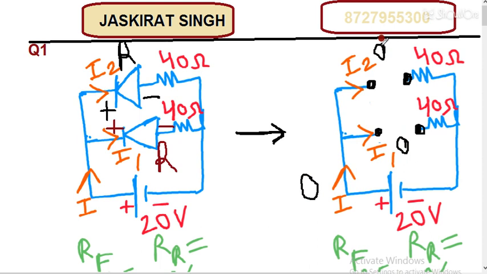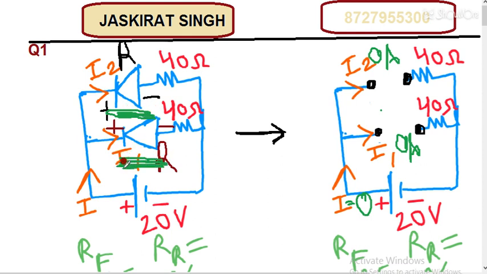So the values of current I, I1 and I2 for the first question, please note down. For the first question, the value of I is 0 ampere. I1 will also be 0 ampere, and the value of I2 will also be 0 ampere. I hope the first question is clear. Why is this circuit open? Because this diode is reverse biased, and it will act as an open switch. This diode is also reverse biased, so it will act as an open switch.